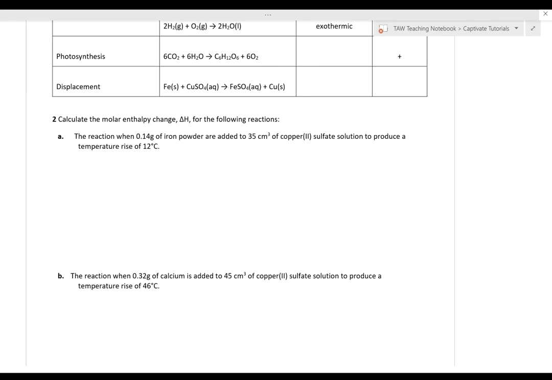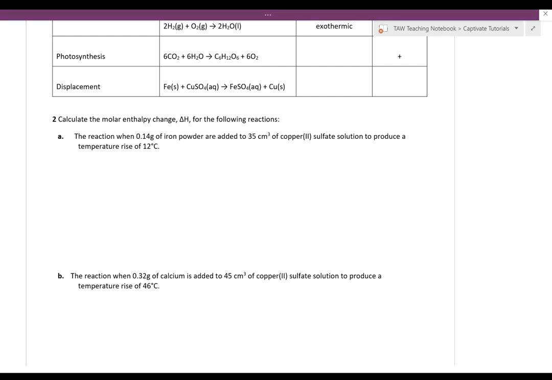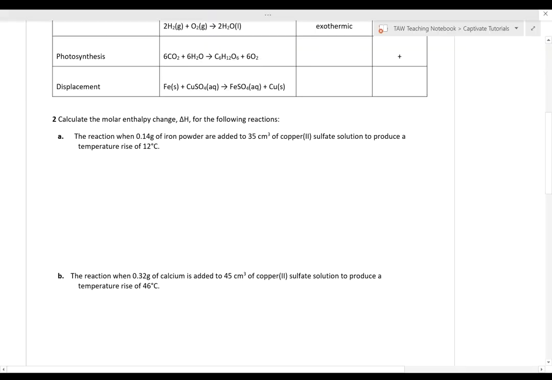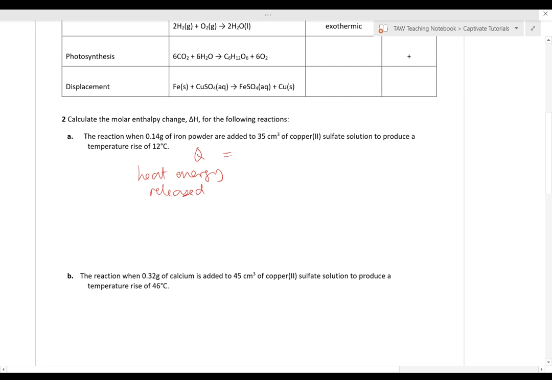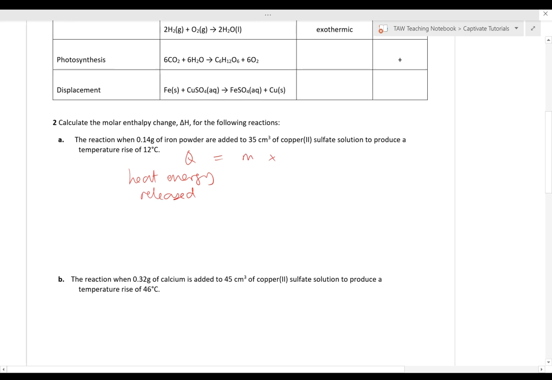Okay, this is a little tutorial on how we calculate molar enthalpy change for a reaction. So we're going to look at the first question from the prep. The first thing we need to do when calculating molar enthalpy change for a reaction is to calculate the value Q, which is the heat energy released when a reaction occurs. To calculate Q, we need to use the equation Q equals mc delta T. So it's just a matter of plugging the right numbers into that equation.